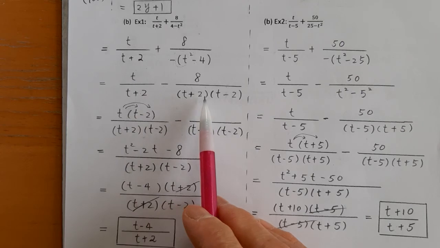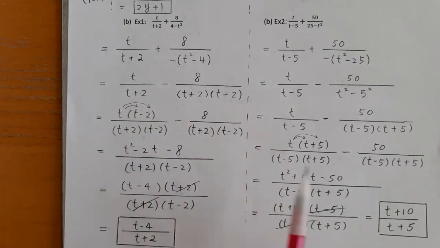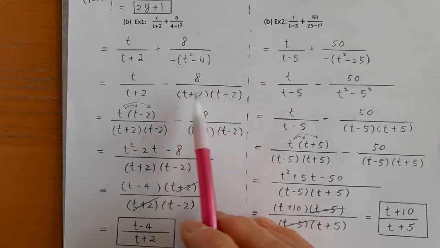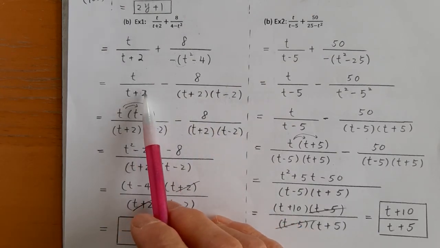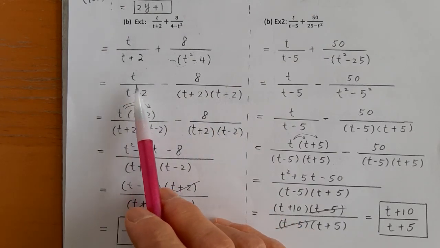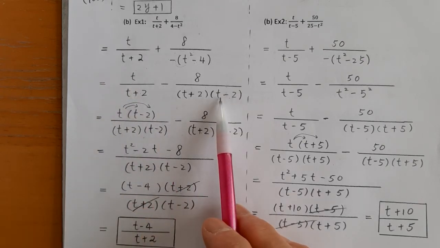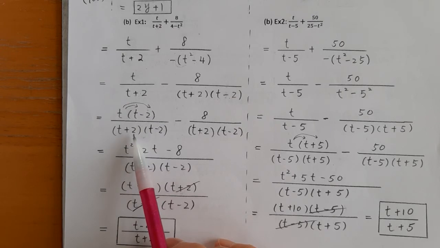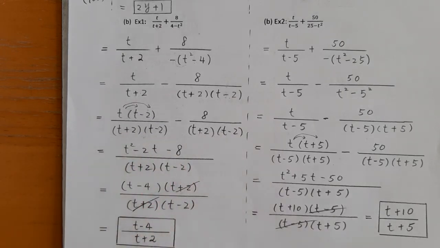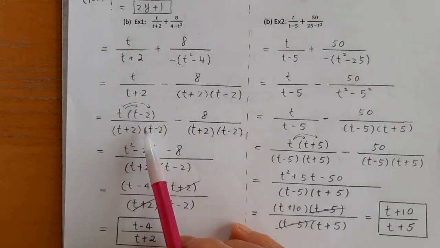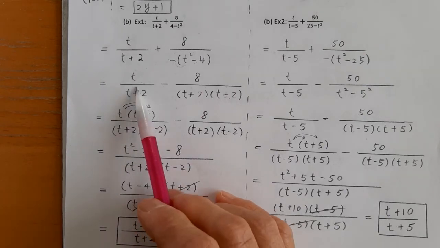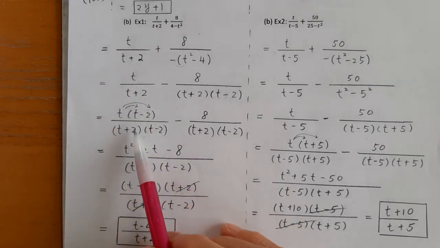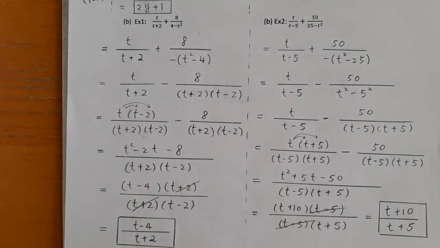And then we need to find the LCD, the common denominator. Here we have t plus 2 and t minus 2, and here is t plus 2. So if we multiply this one on both sides by t minus 2, then they have the same denominator. This is equivalent, because if you cancel, it is still equal. You multiply by t minus 2 on both the numerator and denominator, so they are still equivalent, and we get an equivalent fraction.